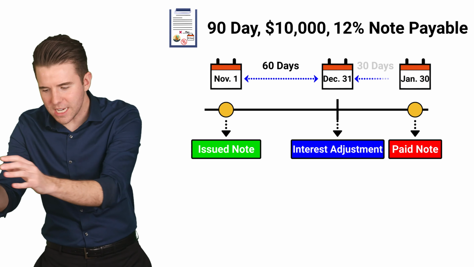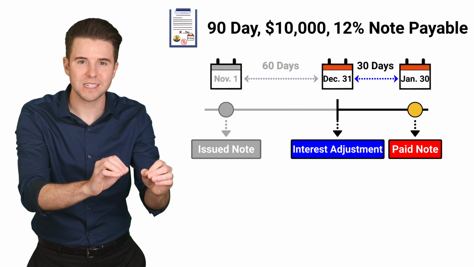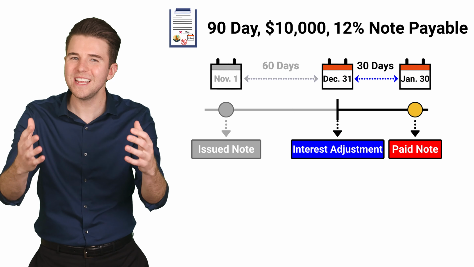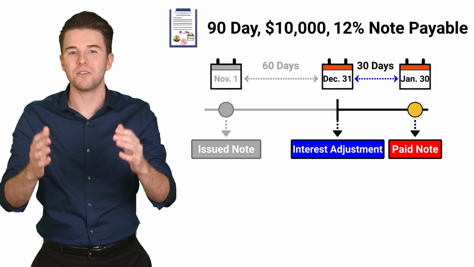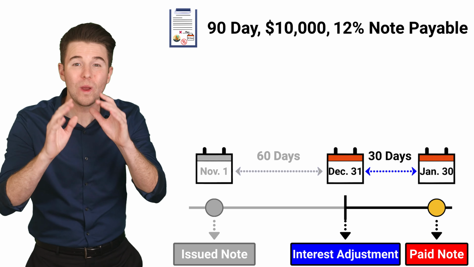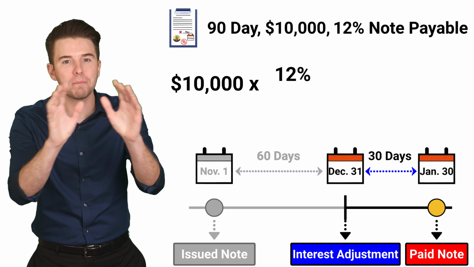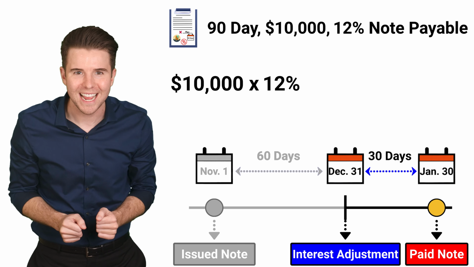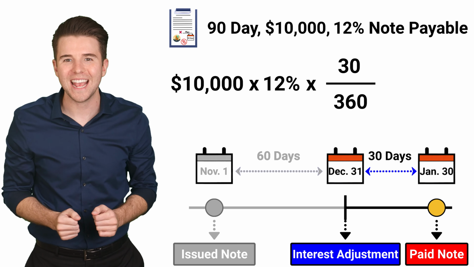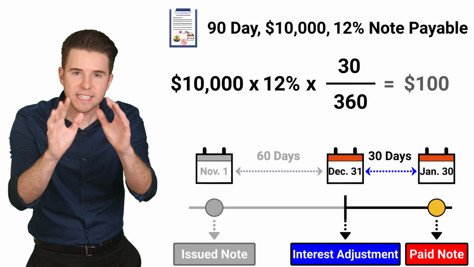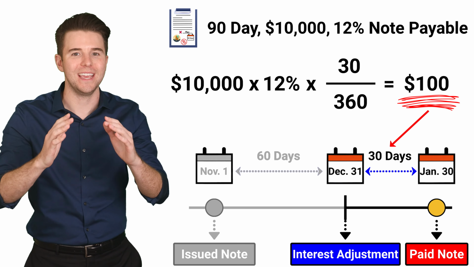Now, fast forward to January 30th. When we pay the note plus interest, we need to calculate the 30 days of interest expense from the end of the last accounting period, December 31st. To do this, we take the principal of the note payable of $10,000 and multiply it by the interest rate of 12%, and multiply that by 30 over 360 days. This gives us $100 of interest expense this period.